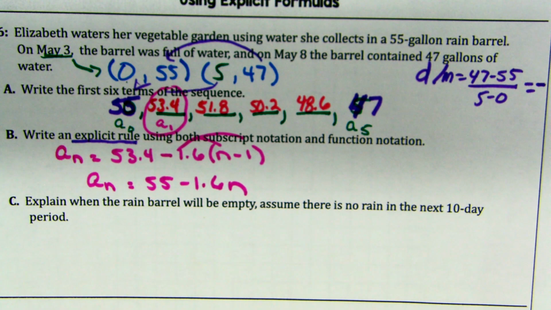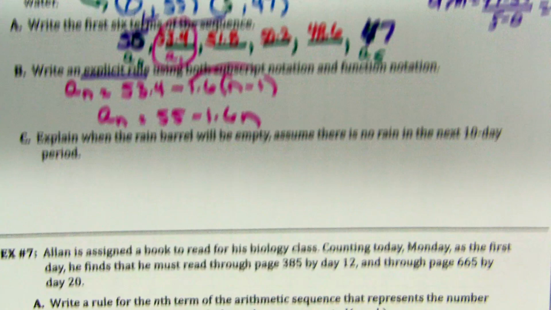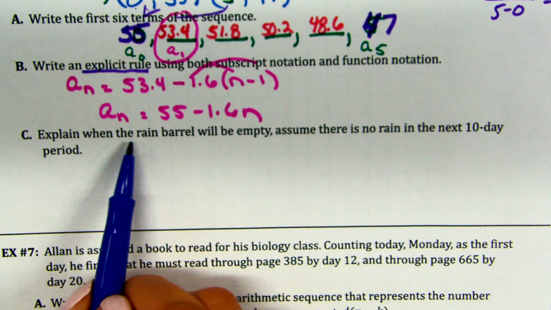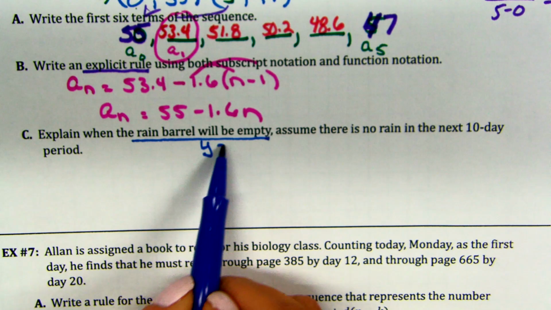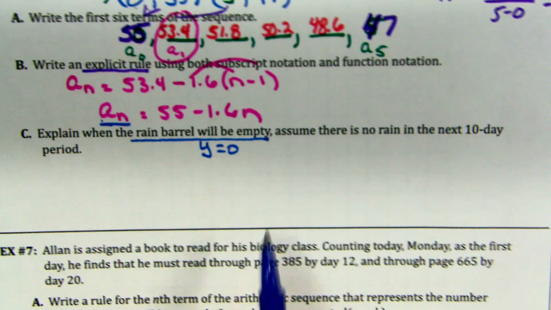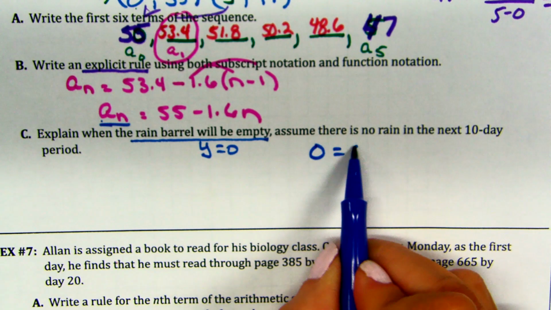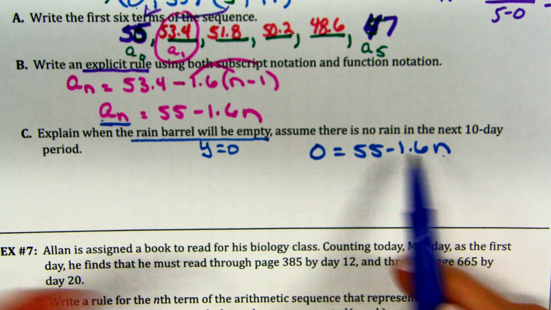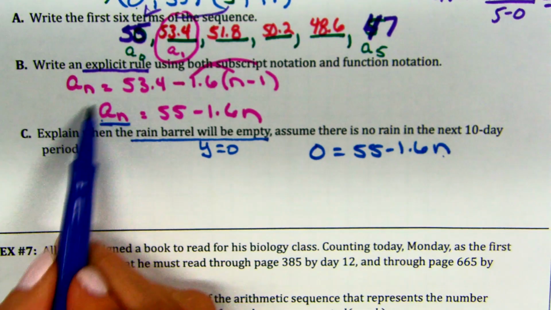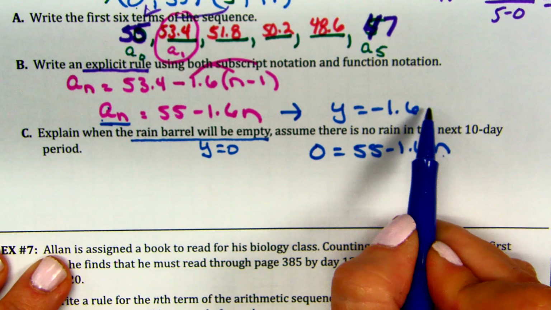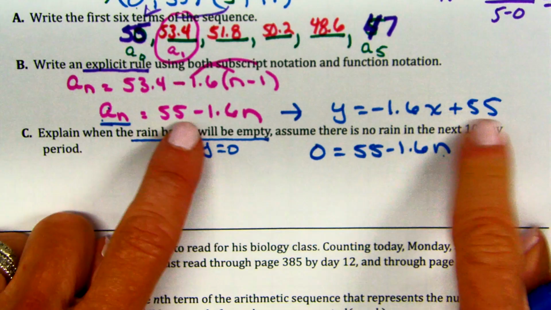Don't stress about that. Okay, last question. Explain when the rain barrel will be empty. Assume there's no rain in the next 10-day period. When will the height of the barrel be 0? That's our y value, right? When will the rain barrel be empty? That's when y is 0. Well, isn't this y? Y equals whatever. So I'm just going to do 0 equals 55 minus 1.6n. Your input is time. Your output is the height. So this is my output. This is my input. You could think of it like this if it helps. Right? These mean the same thing.